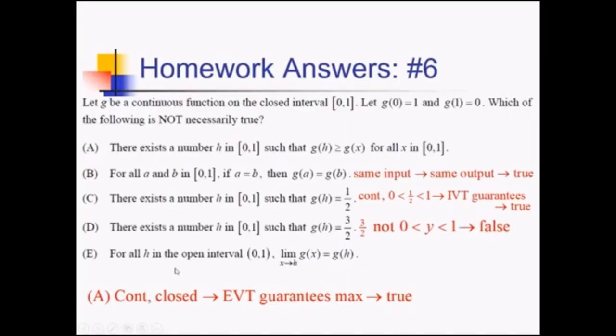But let's just check out choice E to be on the safe side. For all h, the limit and function value at h are the same thing. Well, since we have a continuous function, we're guaranteed the limit and the function value always match up. So this is also a true statement. So then D is the only one we can't prove, and that's our answer choice.